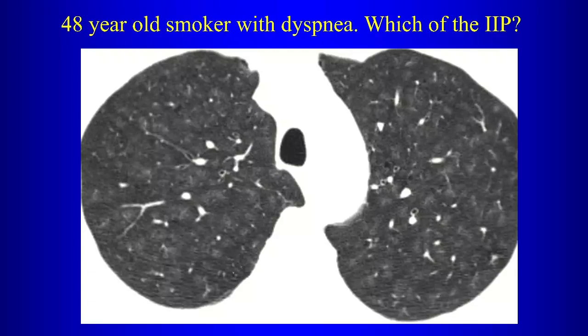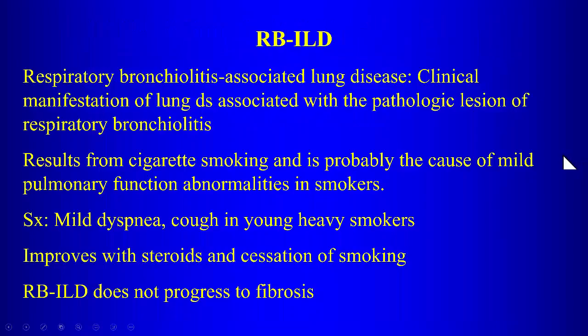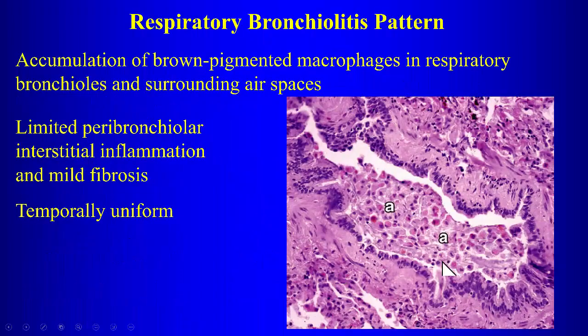So if you have a smoker with centrilobular ground glass opacities, it's better to go with respiratory bronchiolitis than hypersensitivity pneumonitis, okay? So here we have the accumulation of these macrophages around the centrilobular airways. Again, these patients might be symptomatic. It also improves with stopping smoking or with steroids. And again, this usually does not progress to fibrosis. So we get these macrophages within the airways or surrounding the airways with respiratory bronchiolitis.